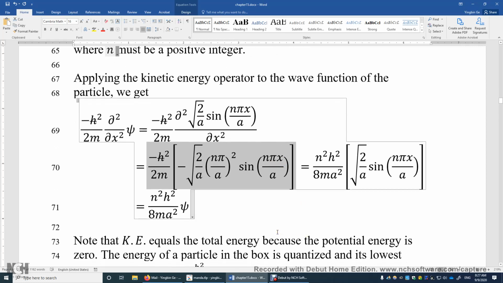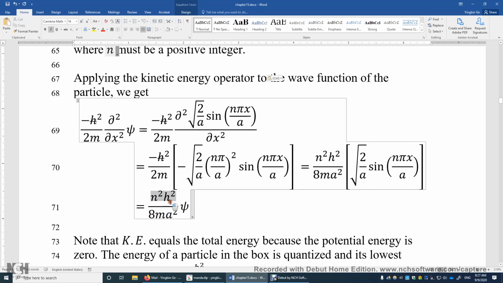When you do that, you see a bunch of terms, but realize this. The square root of 2 over a and this sine function together are the original wave function psi. So I put them together, okay? And I put all those other terms together. We have this. So really it's a constant times psi. The constant is n squared h squared over 8ma squared.